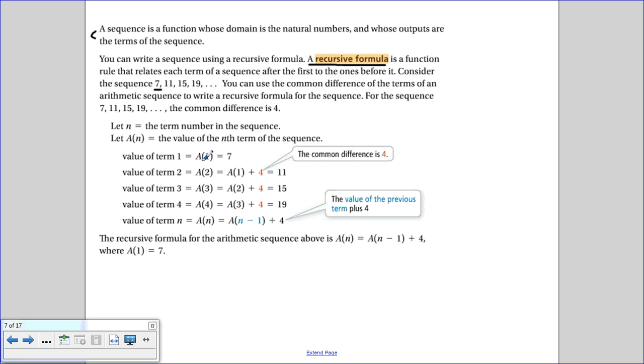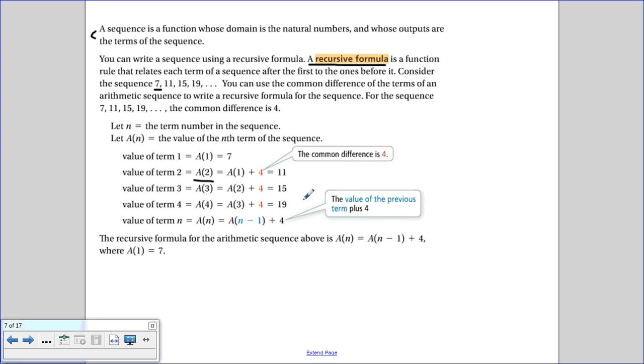So if we look at that, the first term is 7. The next term, a2, is a1 plus 4. That's how you get 11. And then 11 would be the value for a2, so when you come here, a2 would now be 11 plus 4, that's how you got 15. 15 becomes the previous term, plus 4 is 19, and so on and so on.